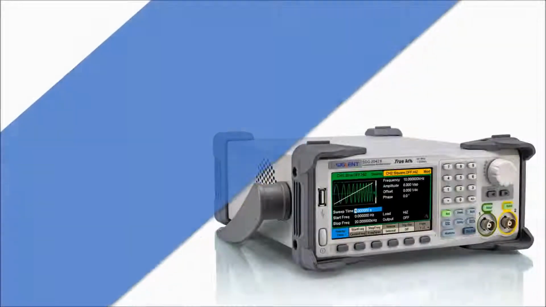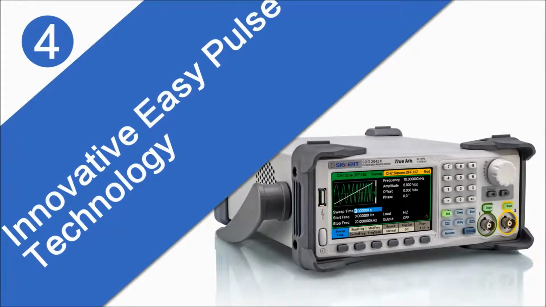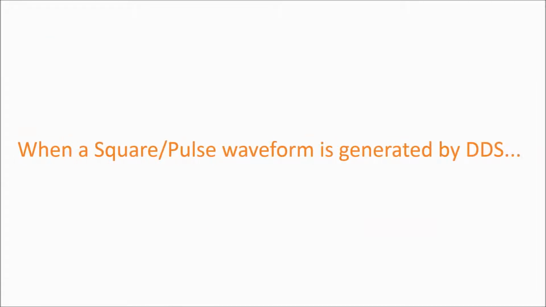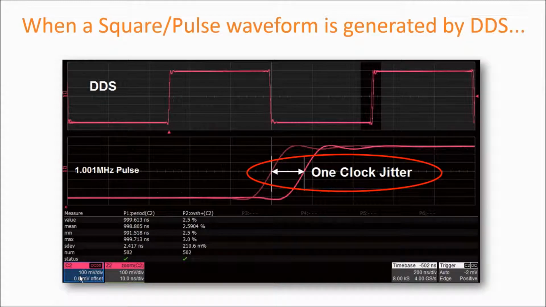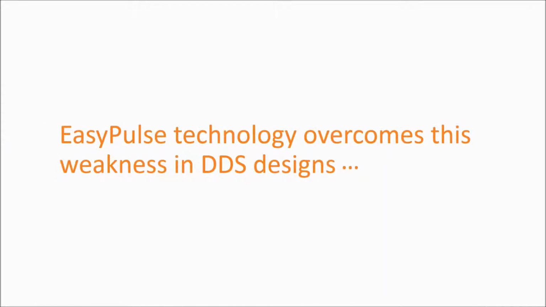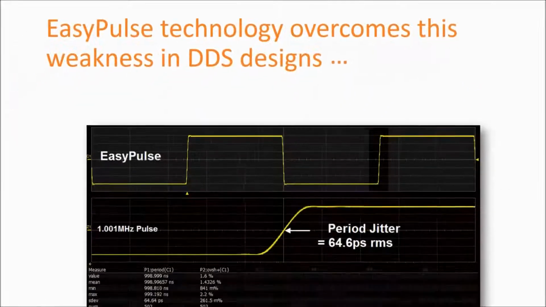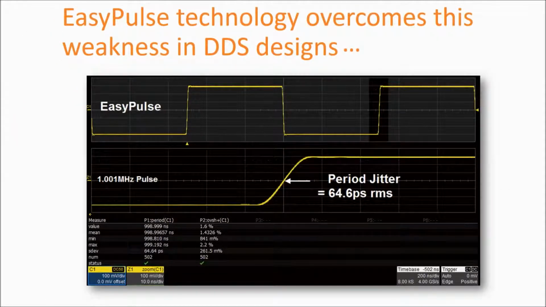The SDG2000X uses Siglent's innovative Easy Pulse technology. When a square pulse waveform is generated by a DDS, there will be one-clock jitter if the sampling rate is not an integer-related multiple of the output frequency. Easy Pulse technology successfully overcomes this weakness in traditional DDS designs and helps produce low jitter square pulse waveforms.